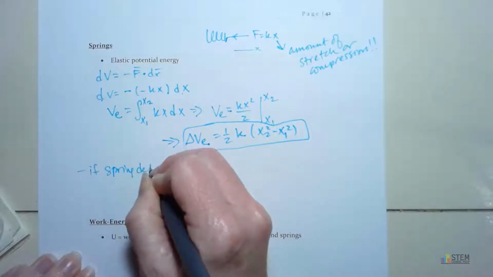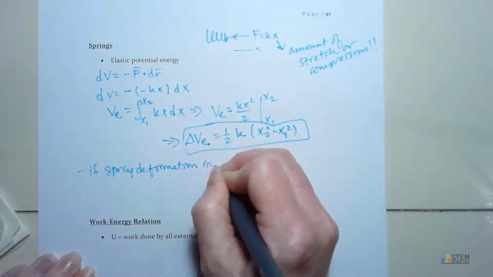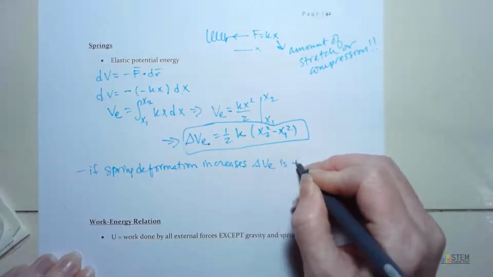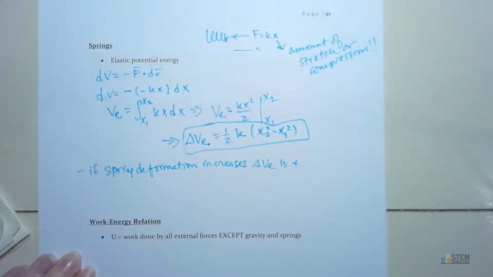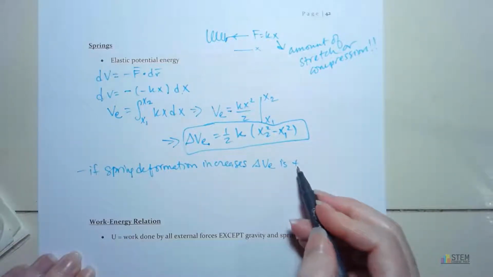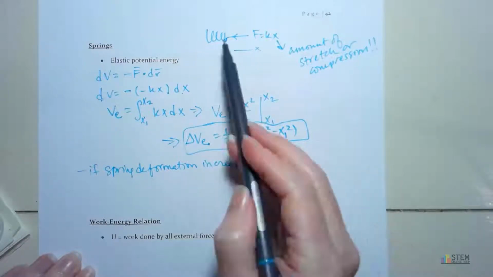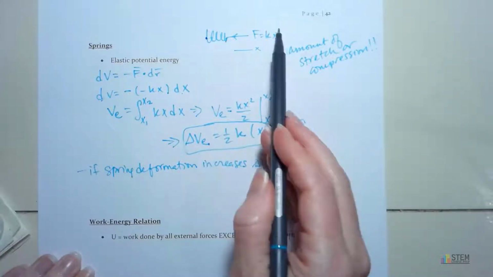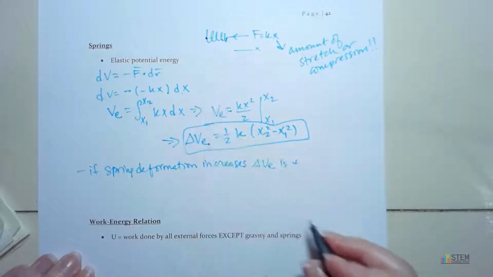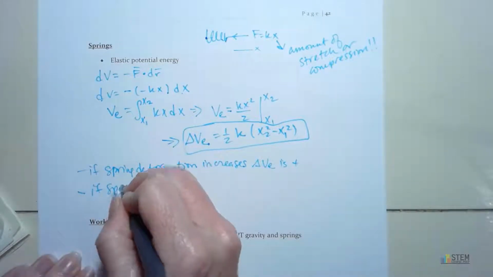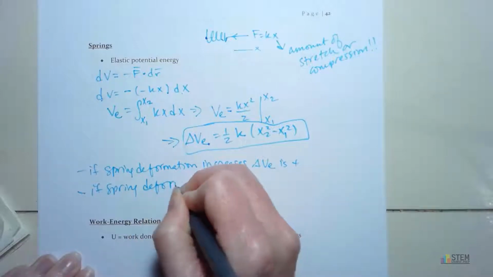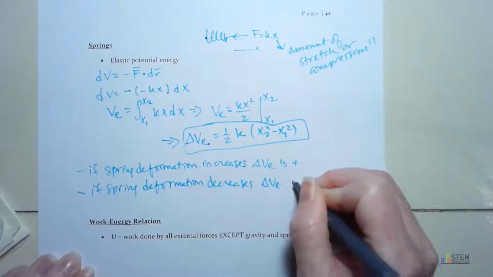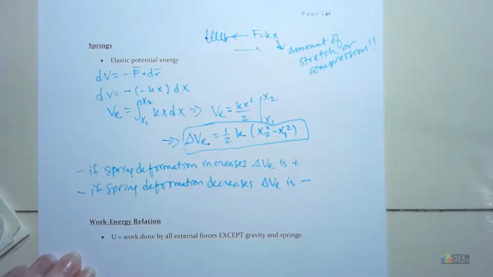If your spring deformation increases, then that change in potential energy is going to be positive. I like to think of that as having more potential to do work, because if you compress this spring all the way over here to the left and let it go, it's going to have more energy than if you just compress it a little bit. And if the spring deformation decreases, then you have the opposite case. So now delta VE is negative.